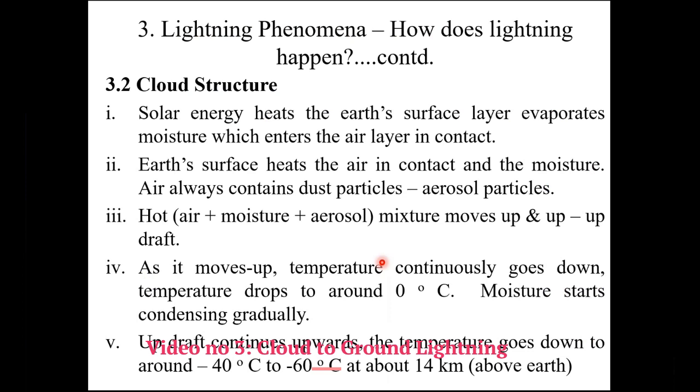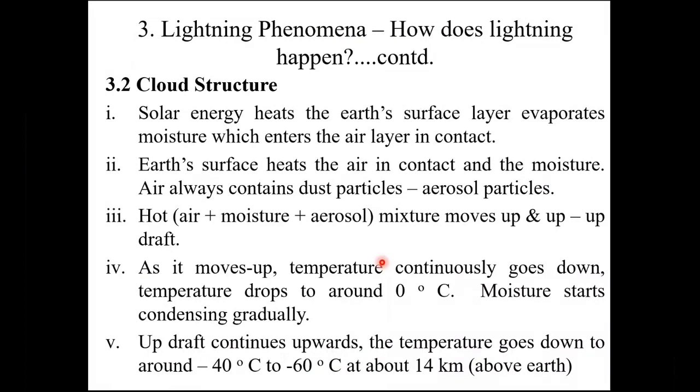Now, how does this lightning happen? We have seen that intra-cloud, inter-cloud, and cloud-to-ground are the three types of lightning we have classified. But how it happens is the important question that's facing us today. The important point to note is that solar energy is the main energy which makes all this phenomena possible.